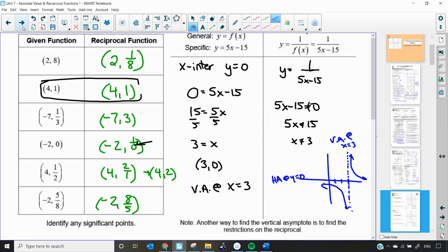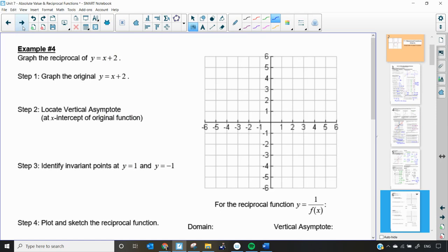All right, so continuing on, we're going to start looking a little bit more deeply at how we graph these reciprocal functions if we're given an original equation. So if we're given the equation y equals x plus 2, and we're asked to graph the reciprocal, the first thing we always do is start by plotting our original function. If you forgot how to graph those, you can always use your table of values on your calculator. But if you remember from graphing linear functions, we just have y equals mx plus b. We start by plotting our y-intercept, which is the b value, and then we count our slope.